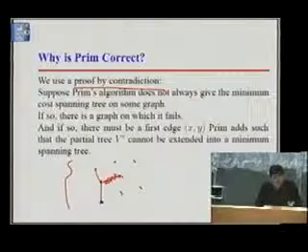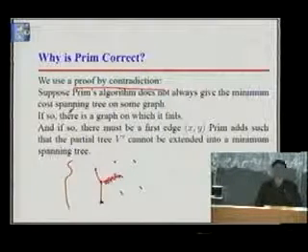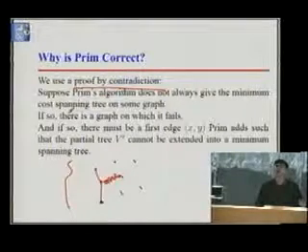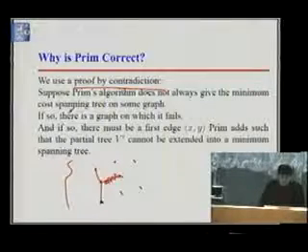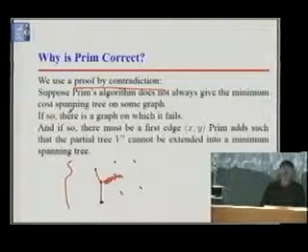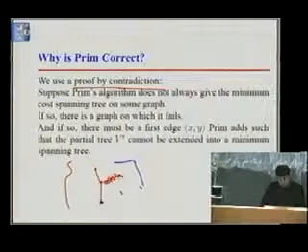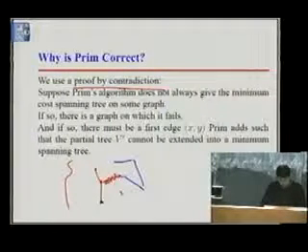So let's think about it now. Suppose we are wrong. What does that mean? That means that we were right up until the point where we added this edge. That means, what does there have to be? There has to be some minimum spanning tree.